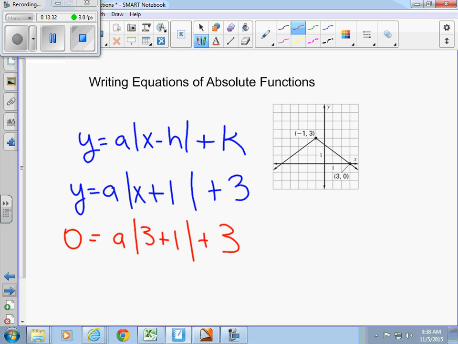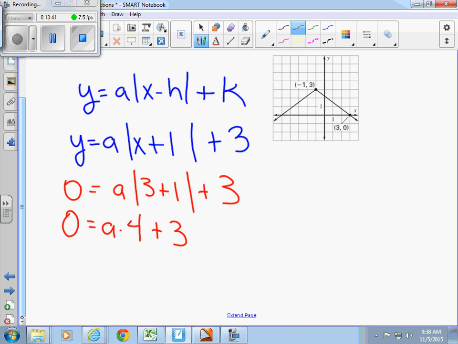3 plus 1 is 4. And what is the absolute value of 4? 4. Subtract the 3 over.